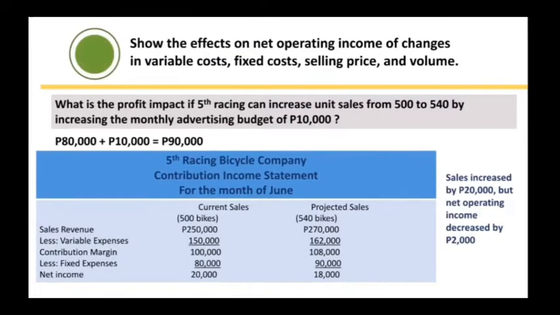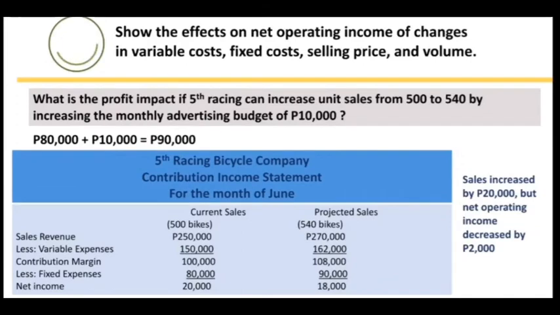For the second column, we have current sales, 500 bikes, sales revenue of 250,000 less 150,000 equals 100,000 contribution margin, minus fixed expenses of 80,000 equals net income of 20,000.